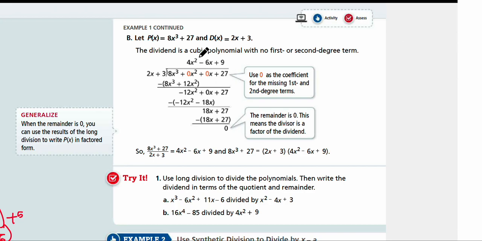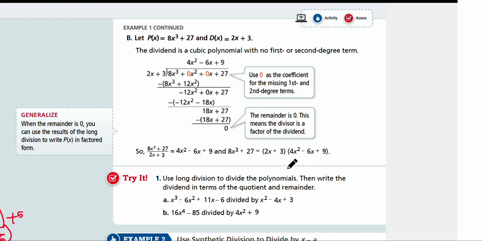2x times 4x squared is 8x cubed. So then you multiply 4x squared with your binomial, 2x plus 3, and then you get 8x cubed plus 12x squared. Then you subtract it. And you have negative 12x squared, and you do the same thing. Negative 6x times 2x, you match the leading terms, is negative 12x squared, and then you multiply the whole binomial. And then you keep doing it, and there is no remainder for this one, so it's a nice little factor, 2x plus 3 times 4x squared minus 6x plus 9.